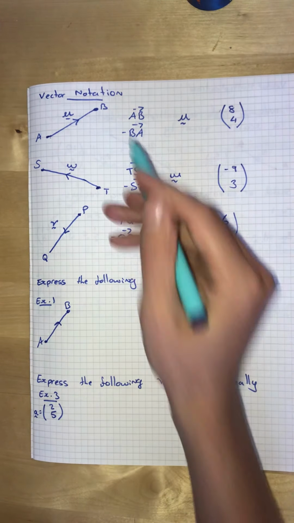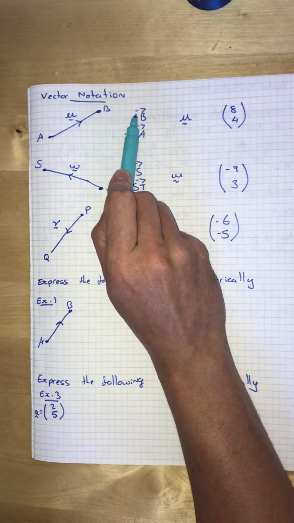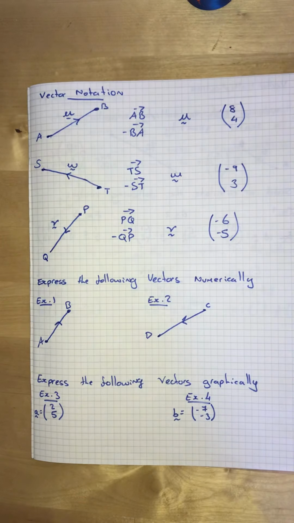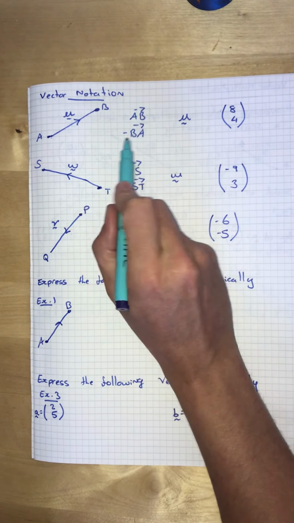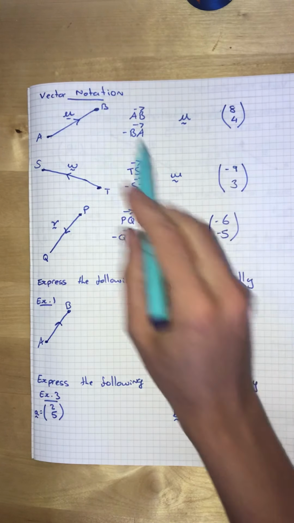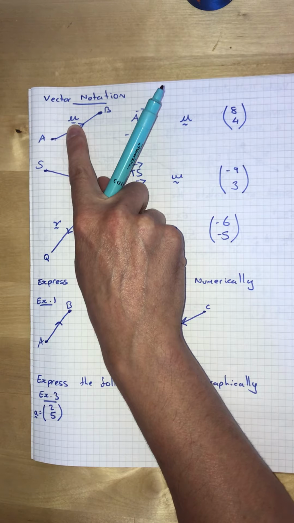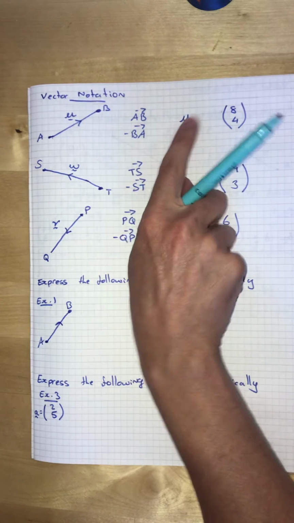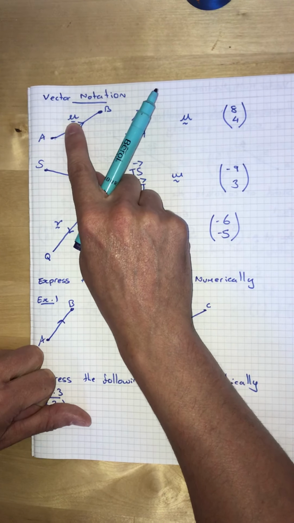We can represent that as the 2 letters A to B, with the arrow going from A to B. Another way you could represent it is the negative of the reverse journey, so it is the negative of B to A. So it's the opposite journey. We could also use these smaller lowercase letters with a line under it to represent vectors. I've decided to describe it as u.